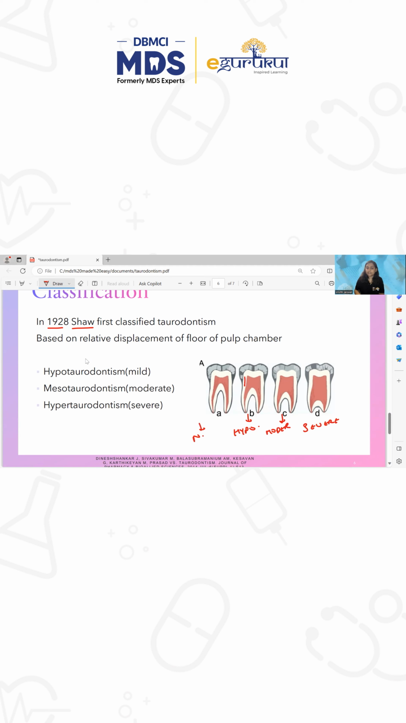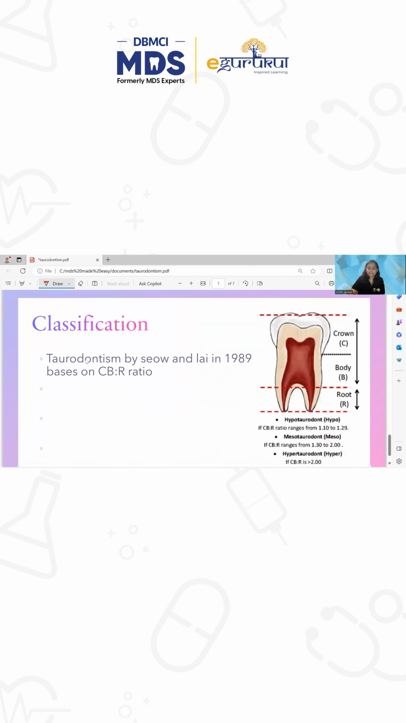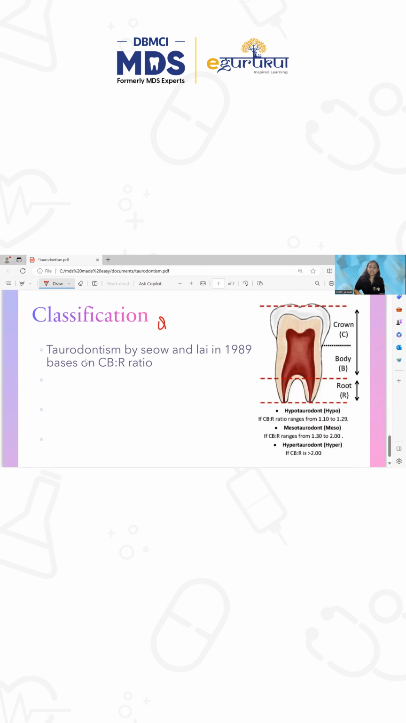So you can compare, there is a mild displacement of the pulp chamber, moderate and severe. Now in severe, what we can see here is that the roots are almost fused. So in which type of taurodontism do we see fused roots? It is hypertaurodontism. Now, this is a very important classification and questions can be asked from this topic.